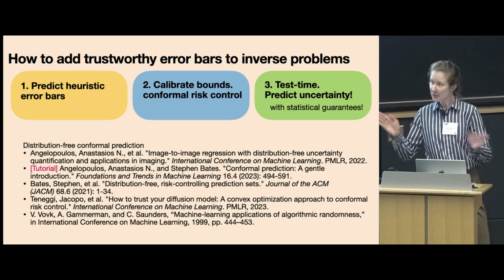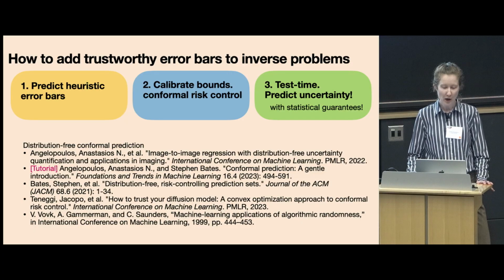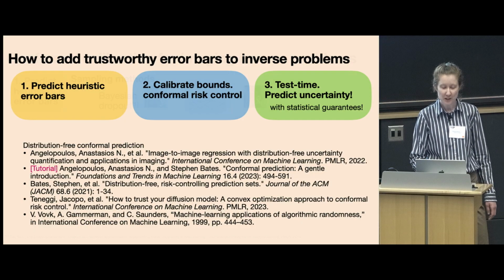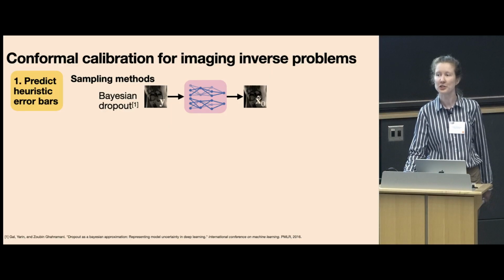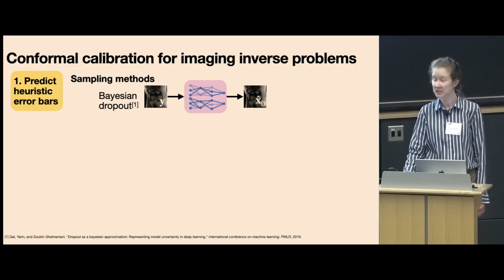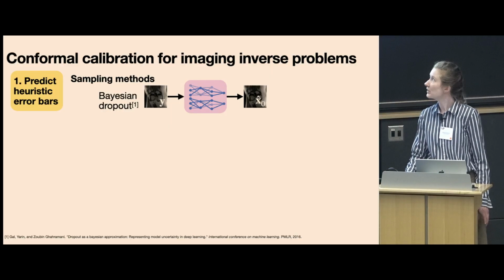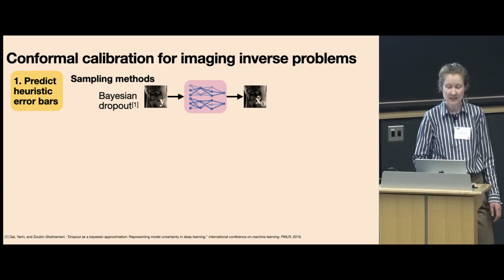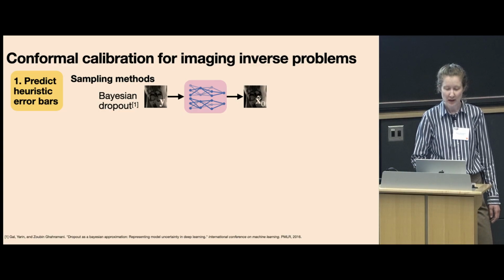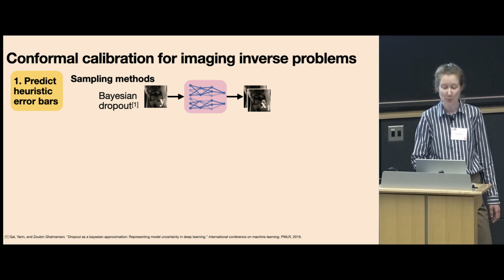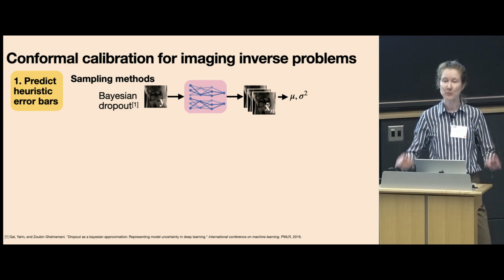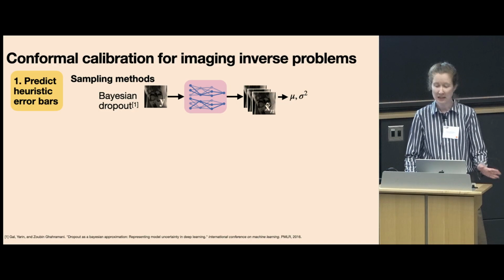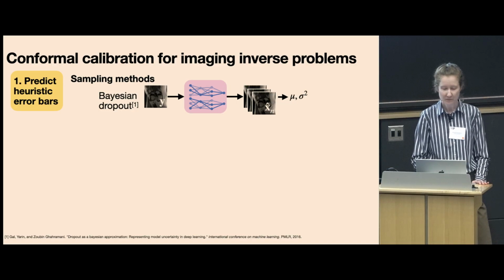There's a 3-step procedure for getting trustworthy uncertainty bars at test time. The first step is you need some way to predict some notion of uncertainty. And there are several ways of doing this. First, there's sampling methods. For example, you can feed a single measurement into a network that has different amounts of dropout to create several different predictions, which will all be a little bit different. From that, you can build up a mean and variance image.